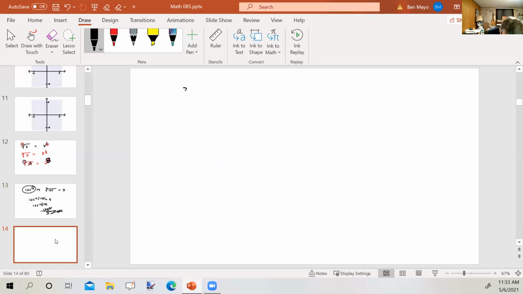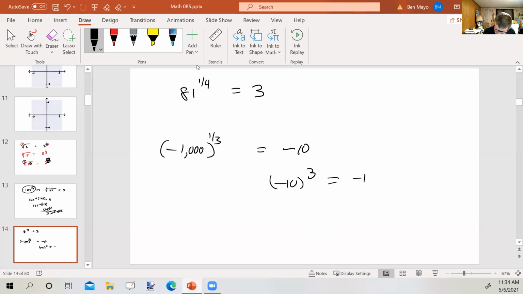Okay, what about this? 81 to the 1/4 power. So that's like the 4th root of 81, which is 3. How about negative 1,000 to the 1/3 power? Well, that would be negative 10, because negative 10 cubed is negative 1,000, and the 1/3 power is the same as the cube root. So again, the denominator of the exponent is the index of its radical equivalent.